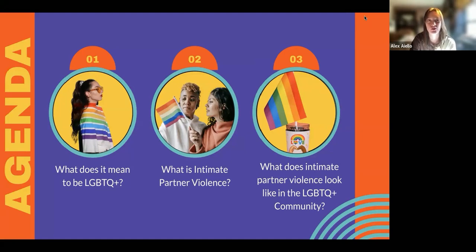First, we're going to just do a refresher on what LGBTQ plus means, and then a reminder of what intimate partner violence is, and then looking at how intimate partner violence specifically shows up within the LGBTQ plus community.